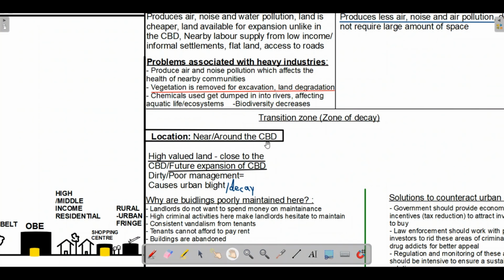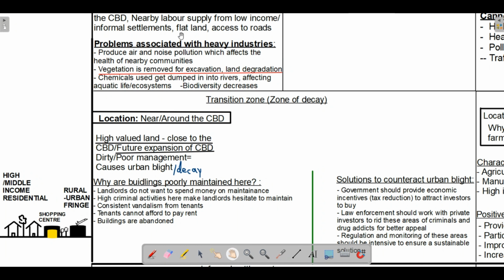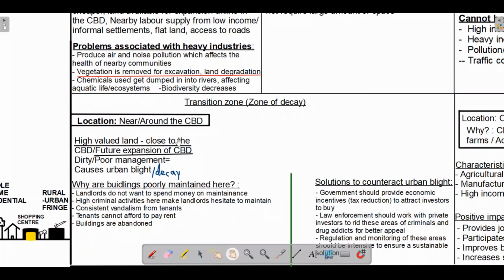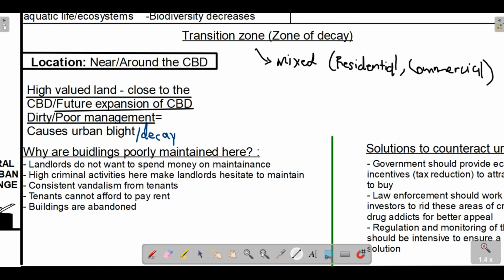That's how you identify the transition zone, guys. You look at its position. It should be around the CBD or near the CBD, right next to the CBD. And if you are given an image or a photograph, you should see signs of poor management. So here there's a mixture of functions. Okay, so it has mixed functions. You have businesses there, so you have companies, people living in there. So there's a mixture of residential and as well as commercial activities. So it is poorly managed or poorly maintained.